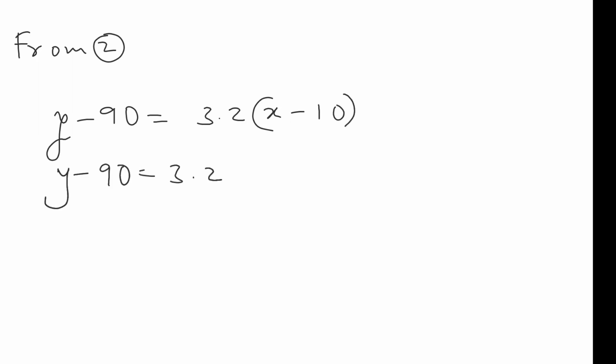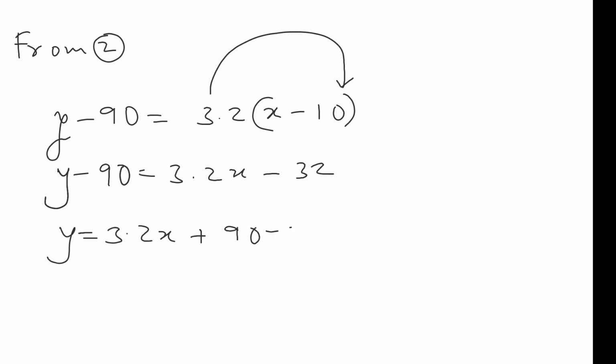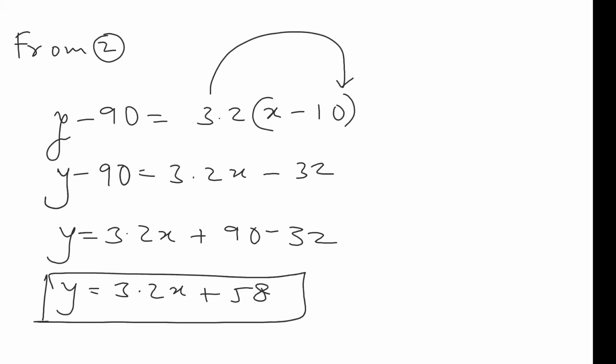Y minus y bar. Y bar is 90. Byx we just calculated is 3.2. X minus x bar. X bar is 10. So y minus 90 equals 3.2x minus 3.2 into 10, which gives you 32. So y is equal to 3.2x plus 90 minus 32, so y is equal to 3.2x plus 58. This is the equation of line y on x.